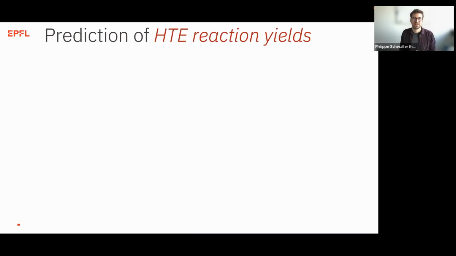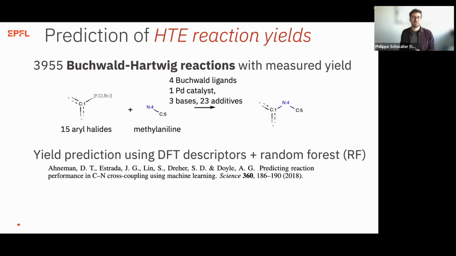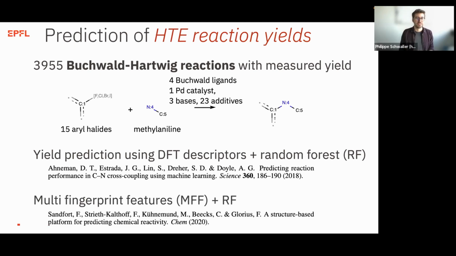What we then tried is high throughput experimentation reactions, and we focused on a data set that was published by Abigail Doyle, and that was describing Buchwald-Hartwig reactions. And there, what is convenient is that all the reactions were run in the same conditions, and the yields were measured by the same equipment. And the Doyle group in the original publication, they used DFT descriptors and tried out different models, and concluded that their random forest models were working the best.